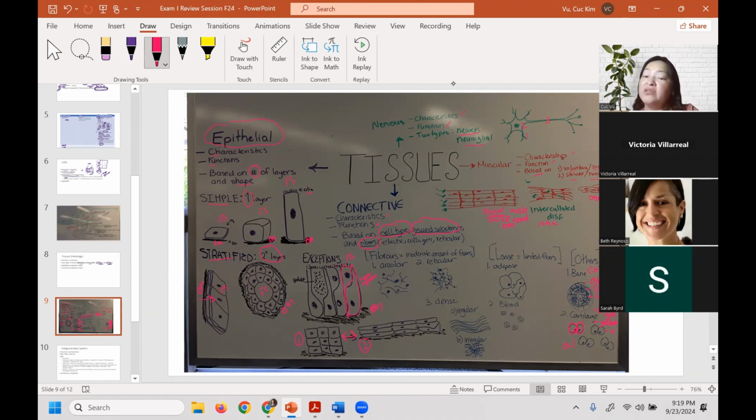Okay, so you're going to want to do this for all of them. What kind of cells do they have? What kind of ground substance do they have? What kind of fibers do they have? What is unique about them that helps you, regardless of what image you look at, always go, oh, that's cartilage, that's bone, that's adipose.